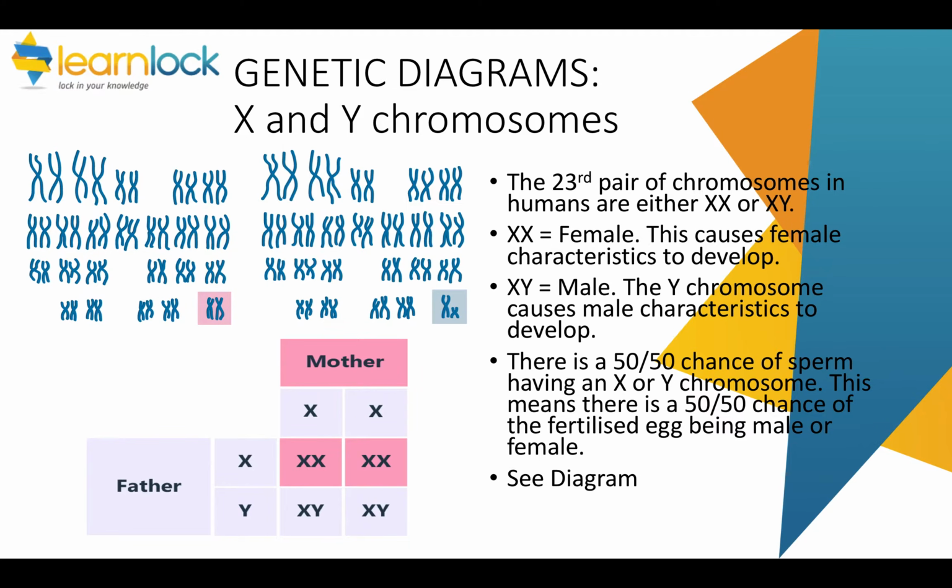However, if the sperm carries a Y chromosome and joins with an egg from the mother, which carries the X chromosome, the baby will be XY, which means the baby will be male. So there's a 50-50 chance of a baby being male or female, and it's actually down to the chromosome the sperm is carrying.